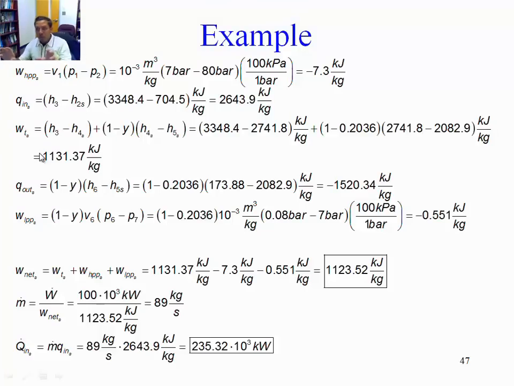This is a two-phase turbine. It's not two turbines, but a turbine with two outlets. The Q out is the Q in the condenser, which sees about 80% of the flow rate, 1 minus Y, times H6 minus H5, 1,520 kilojoules per kilogram.